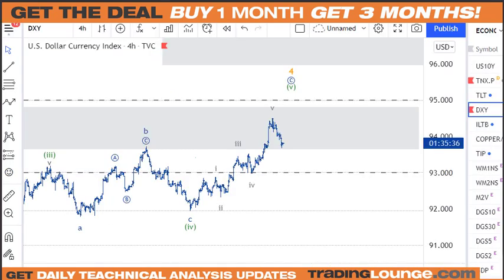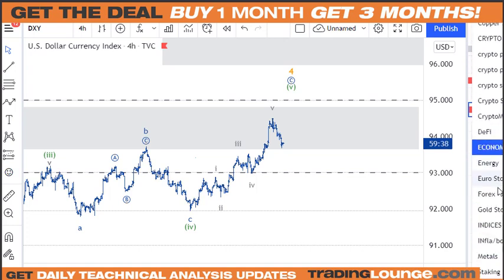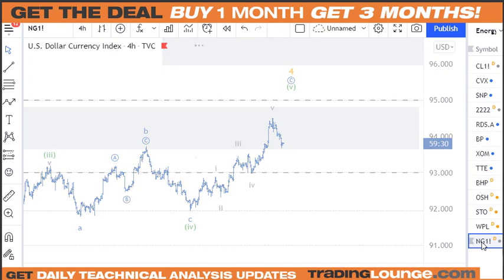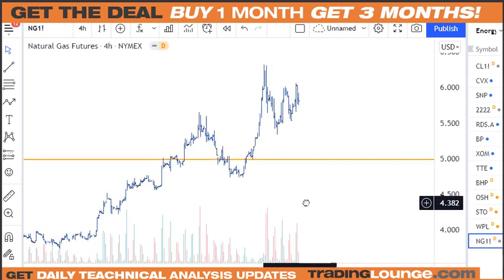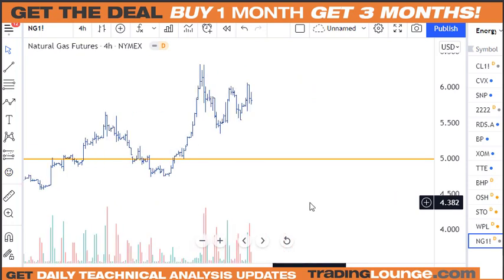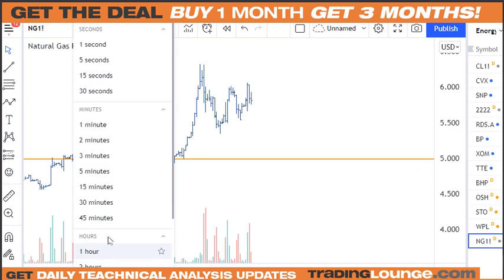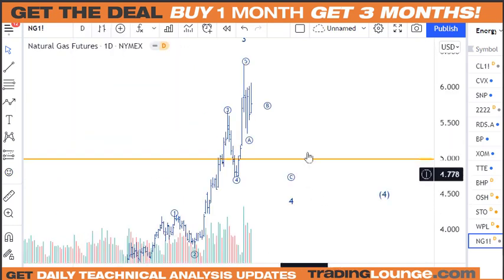and I'll come back to the DXY. We've been taking gas on board, and I think that's a good thing. So energy here, NG, it does look a bit corrective. We did have this on the daily chart. I think it was a daily chart. Was it this? Yeah.